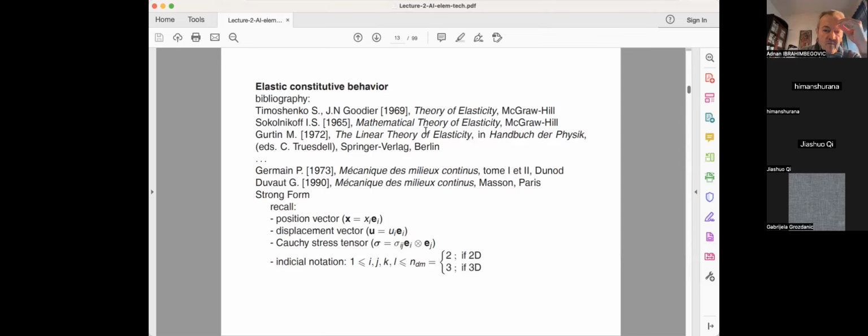So the notation we're going to be using is as follows. The position vector will be x, with component xi with respect to base vector ei. The displacement vector will be u, with component ui with respect to the base vector ei. Cauchy stress is the true stress.